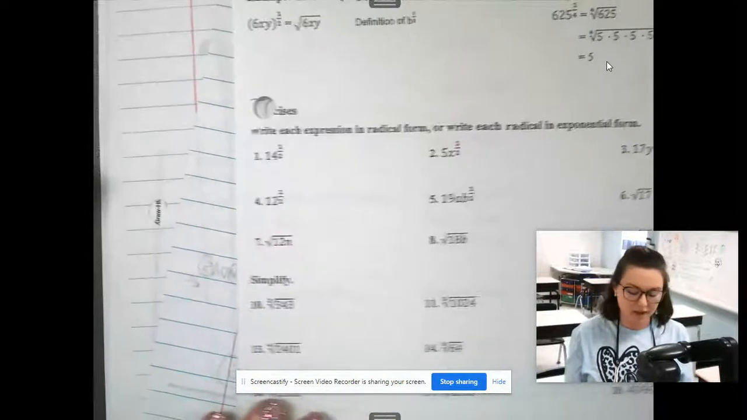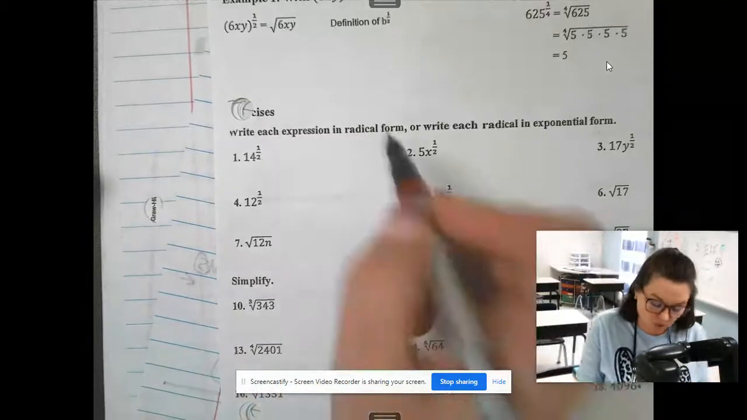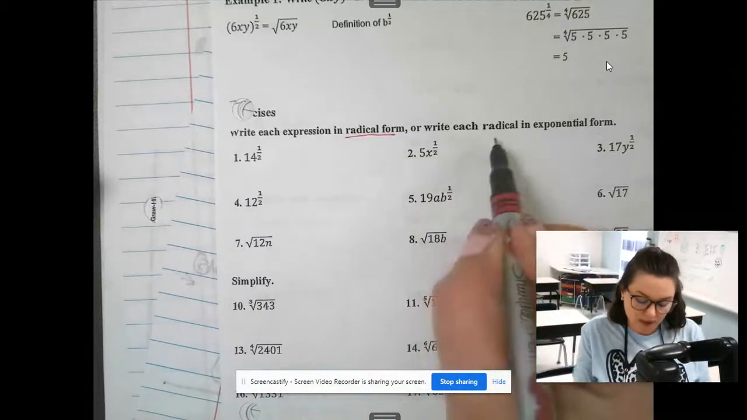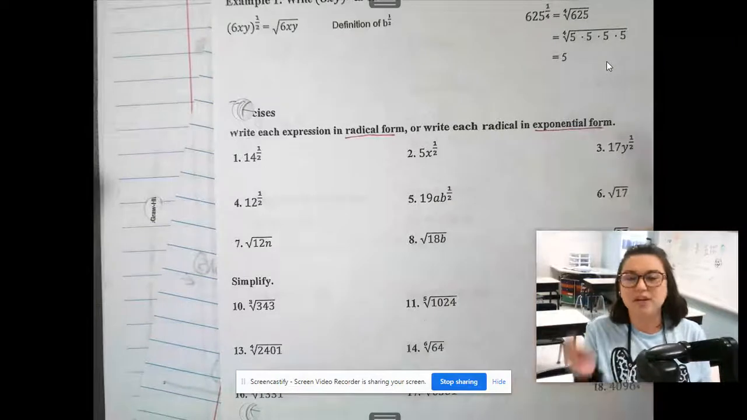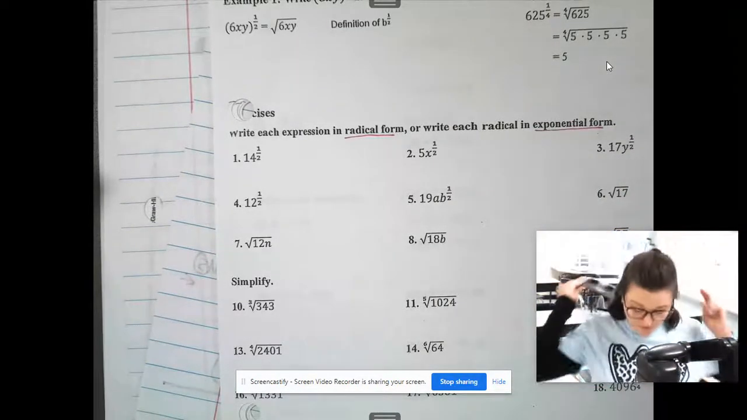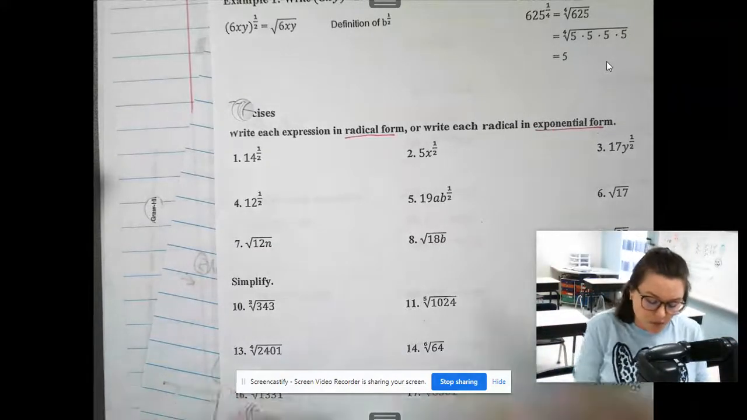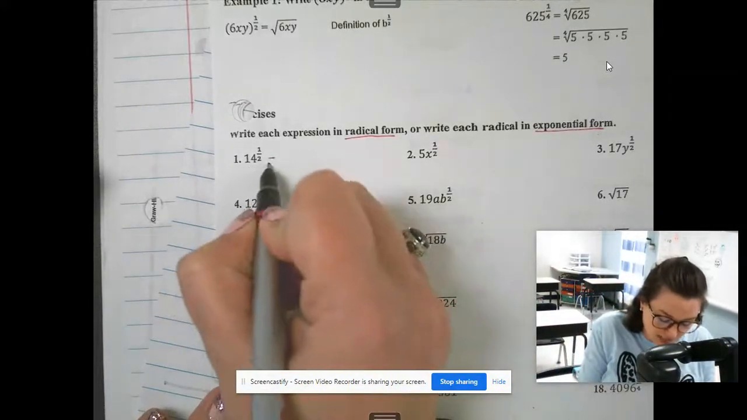So down here at the bottom for the first section, it says, write each expression in radical form or write each radical expression in exponential form. So if they give it to us in exponential form, then we're going to write it in radical form. If they give it to us in radical form, we're going to write it in exponential form.